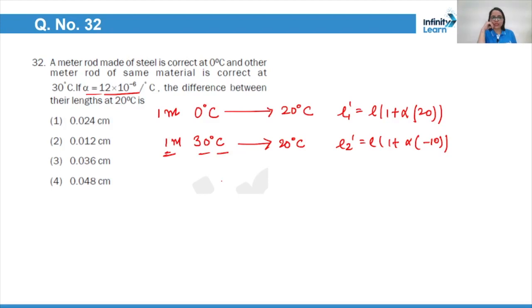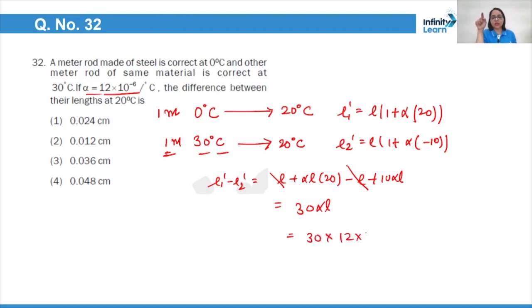So the change in difference in length will be L1 dash minus L2 dash, which is L plus alpha L into 20 minus L minus 10 alpha L. So this will cancel this, and we have 30 alpha L. Initial length is 1 meter. Alpha is 12 into 10 power minus 6 and L is 1, right? So this is 360 into 10 power minus 6. So we can write it as 0.036 centimeter, which is option 3.